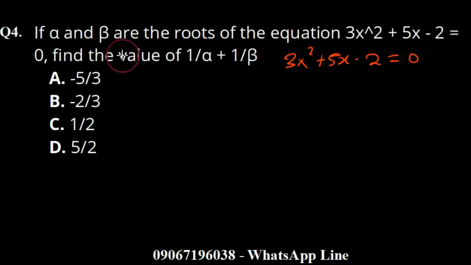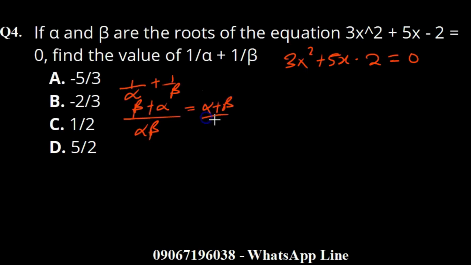So what do we do? Remember that we are told to find 1 over alpha plus 1 over beta. So we have to solve this. The LCM is alpha beta. Then alpha into alpha beta gives us beta, plus beta into alpha beta gives us alpha. So we can resolve this to be equal to alpha plus beta divided by alpha beta.